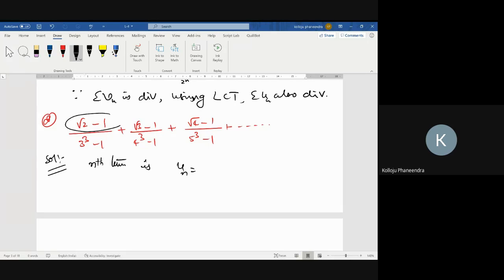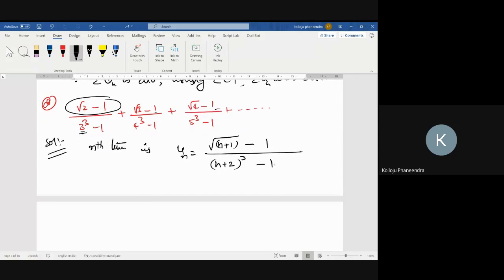See, the first term started with the square root of 2, so n plus 1, minus 1 everywhere. For n equal to 1, here 3 cube is there. So n plus 2 whole cube, minus 1. Is it correct? N plus 2 whole cube. That's enough. Yes, n plus 2 whole cube minus 1.